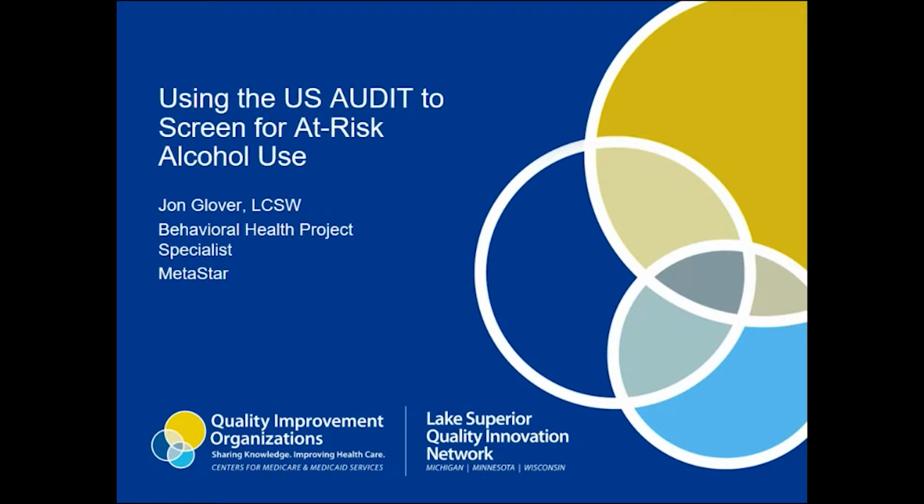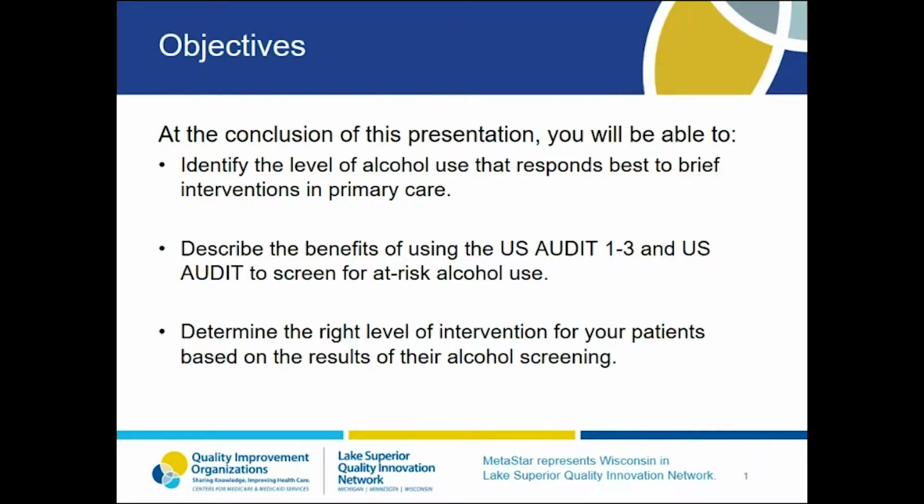Today we'll be talking about using the US AUDIT to screen for at-risk alcohol use in primary care practices. Our objectives for today are for you to be able to identify the level of alcohol use that responds best to brief interventions in primary care, describe the benefits of using the US AUDIT 1 through 3 and US AUDIT to screen for at-risk alcohol use, and determine the right level of intervention for your patients based on the results of their alcohol screening.